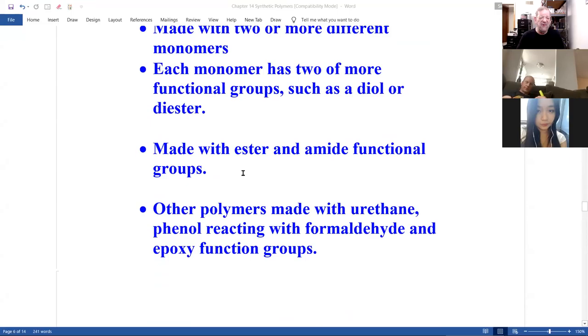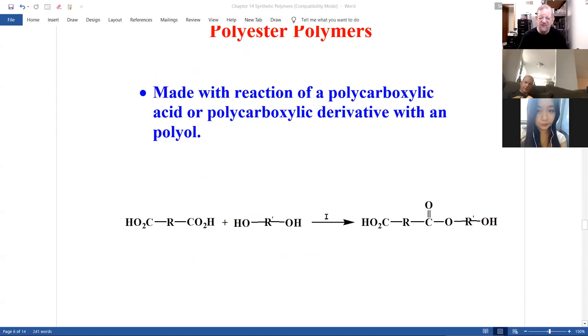Now, like I said, condensation polymers are made from two different monomers, and usually what you have are called difunctional groups, like a diol, two alcohols, to react with a dicarboxylic acid to make a diester. Generally, most, not all, but most of the condensation polymers have ester linkage or amide linkage. Urethane is an exception. Epoxy resins are another, and formaldehyde phenolic resins are another one.